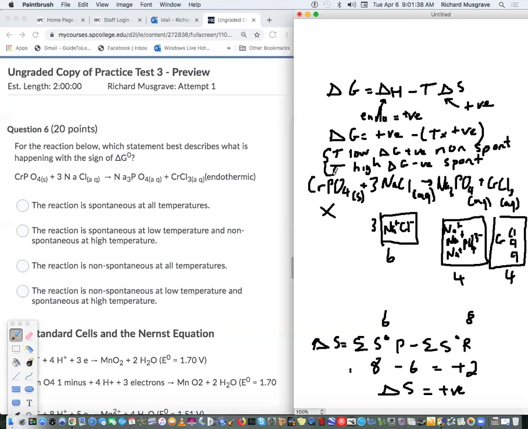All right, does anybody have any other questions? Okay, any questions about anything else on the test? Anything else about any of the other test questions?